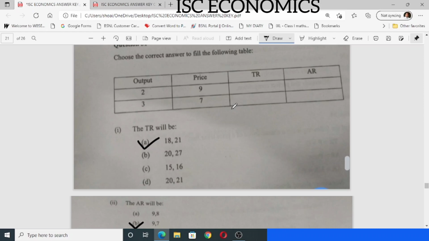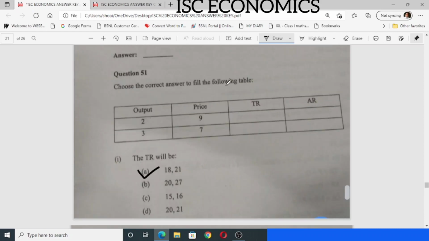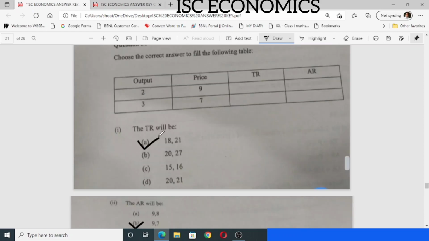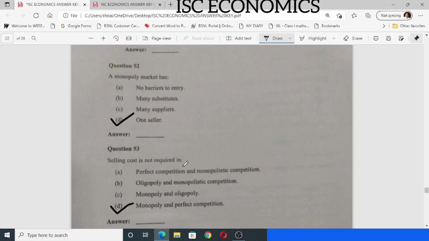51. Choose the correct answer to fill in the following table. So the answer is A, 18 and 21. That means TR is 18 and 21 and AR is 9 and 7. 52. The monopoly market has one seller. 53. Selling cost is not required in monopoly and perfect competition.